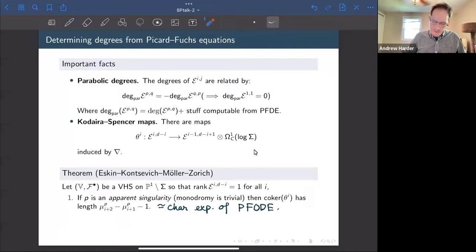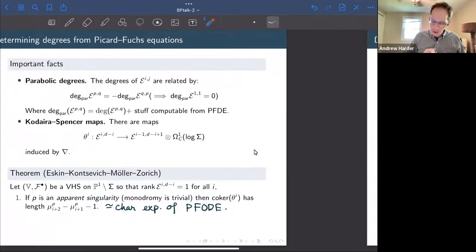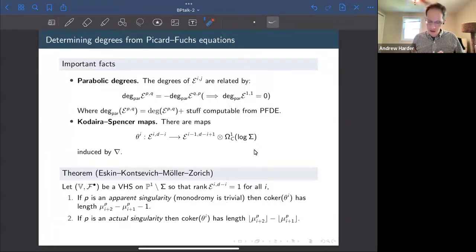So it tells me that if I have an apparent singularity in my Picard-Fuchs equation, then the co-kernel has length given by this difference of characteristic exponents. If it's an apparent singularity, it has integral characteristic exponents, so this makes sense. If I have an actual singularity, then the co-kernel is given by some formula involving the floor function of these characteristic exponents, which can be integers, but can also be rational numbers. Okay, great. So this tells me how to compute the co-kernel.